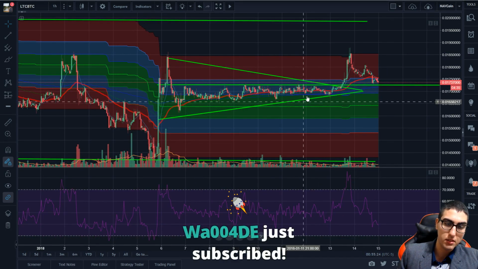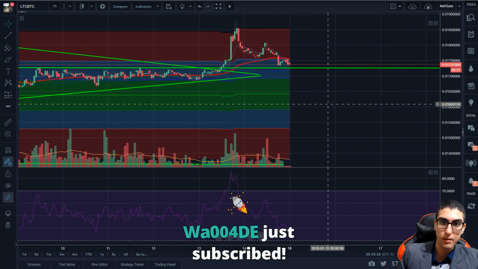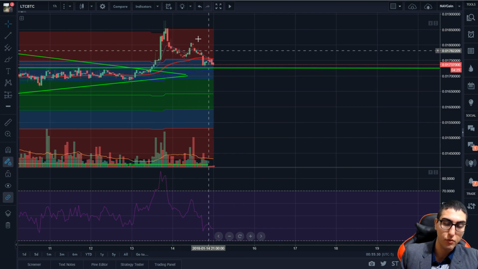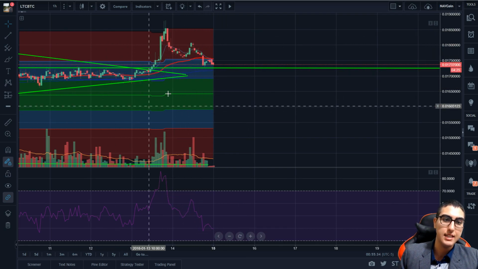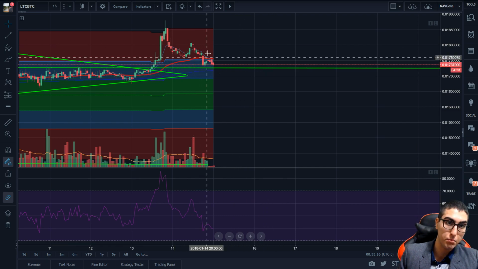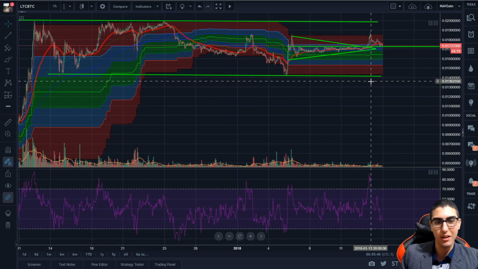I was able to really spot this ascending triangle at first, but other than that, right now we're really waiting to see what pattern is going to form. Is it going to continue to descend? Is it going to go back into this channel? Is it going to start going up? Is it going to break out? It's really up to Litecoin to determine that, but really the supply and demand.